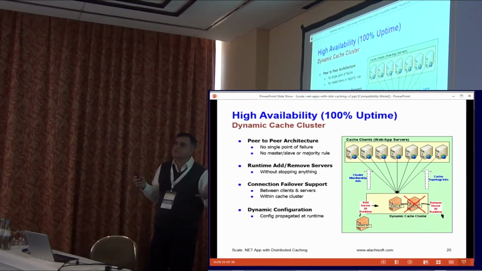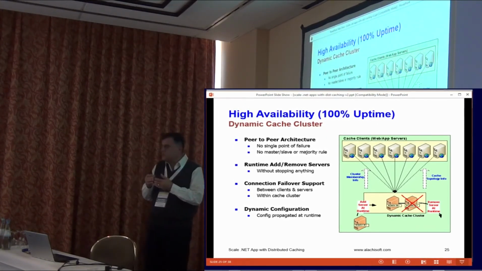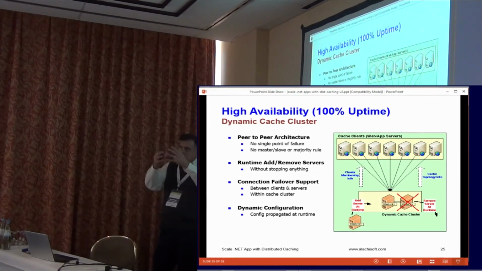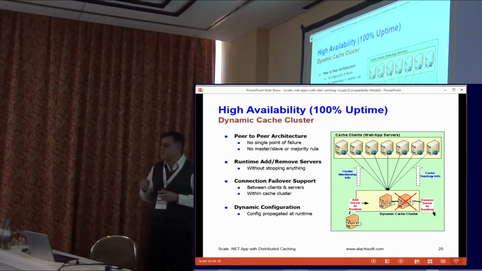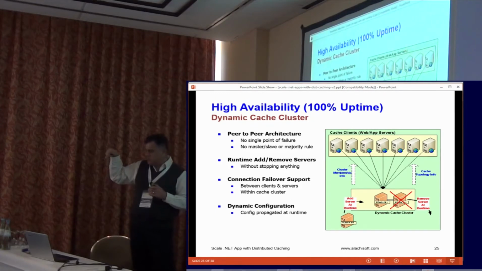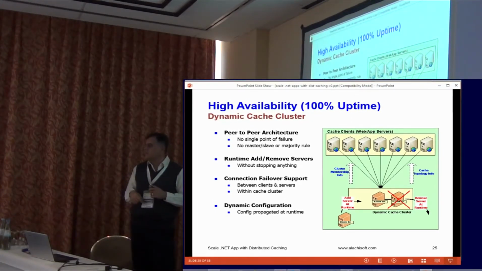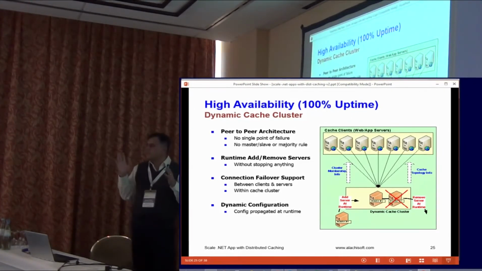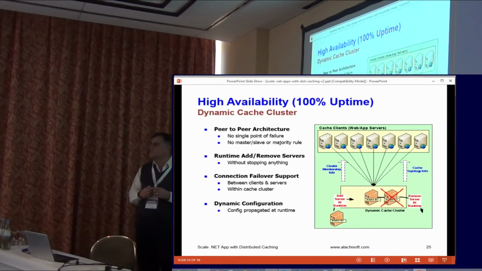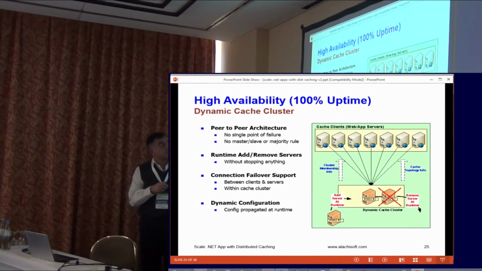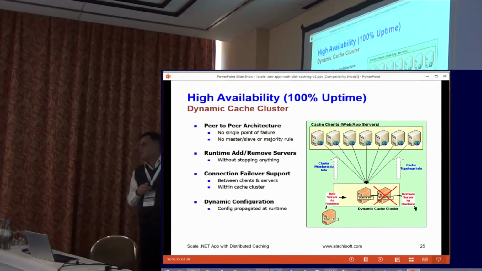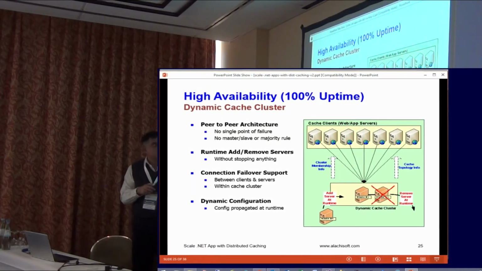So I'll talk about NCache as an example, but you can see this in other products, also see which ones do what. So NCache has, for example, a peer-to-peer architecture, and there's no master slave, there's no single point of failure, there's no majority rule. And because of that, you can add or remove any cache server at runtime without stopping the cache. Everybody is a peer, so if you drop any one, the cache continues to work. The cluster continues to work. So that's the first aspect of this. And that allows you to do this.